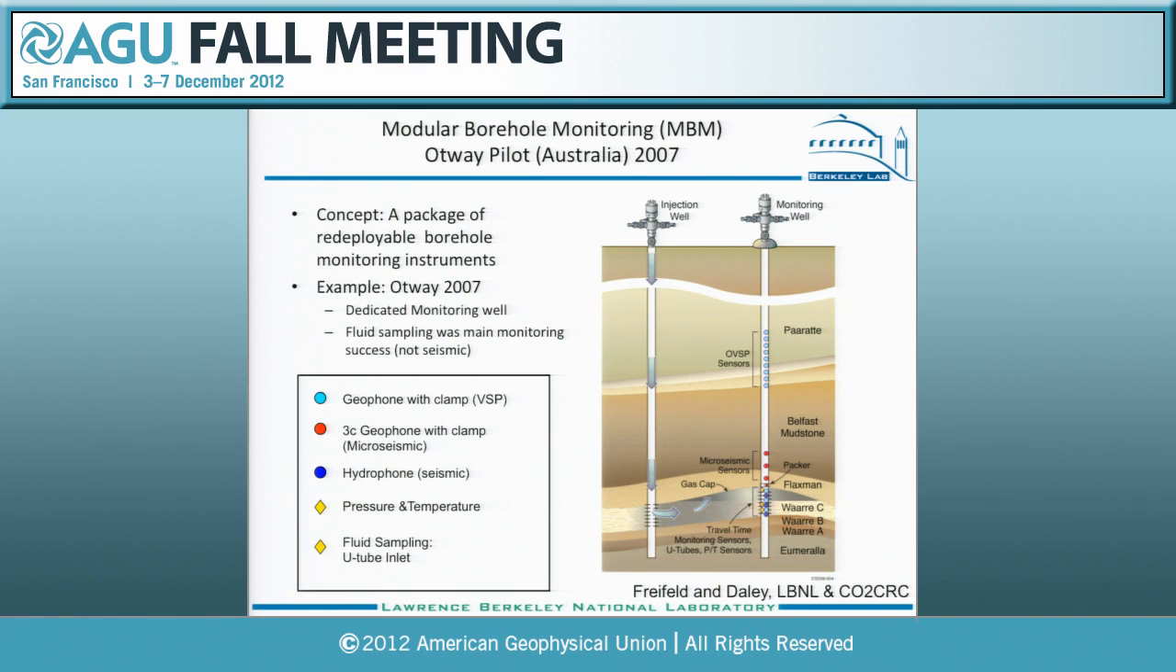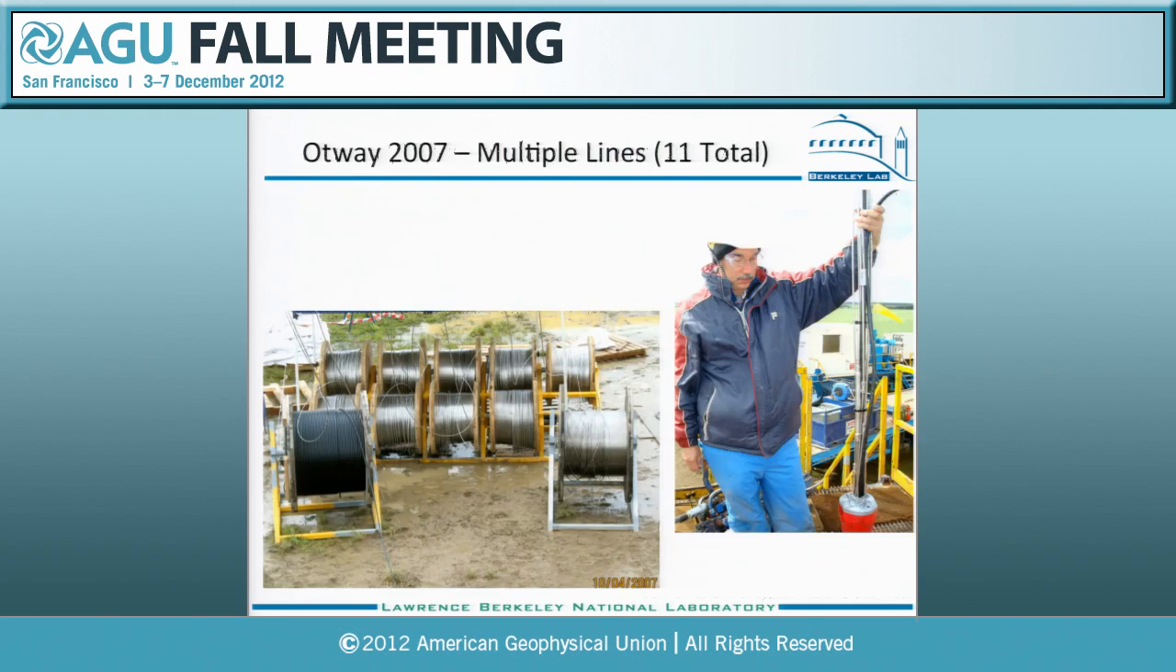What is in these wells is what I call modular borehole monitoring. And my colleague Freifeld and I first looked at this in the Otway pilot in Australia, where we had a single monitoring well. We put into it geophones, pressure and temperature monitoring, and multiple levels of fluid sampling. And I won't go into much more description of this except to say when we actually did it, the problem we had is we were trying to put a whole bunch of measurement cables into a little well, and there are actual real deployment problems here of getting it all in place. And we realized we need a better way to do this.